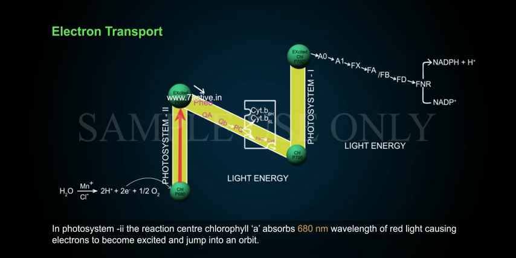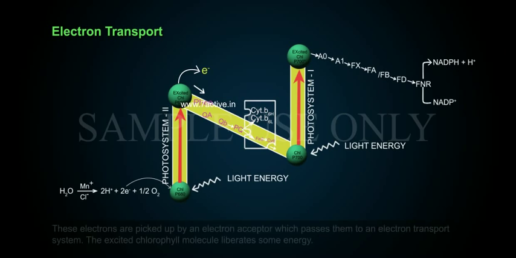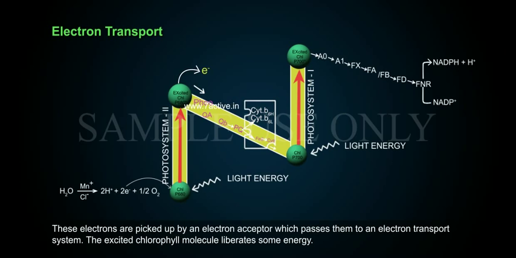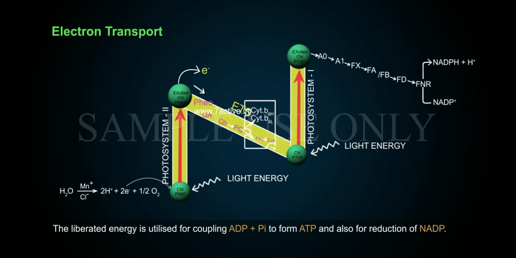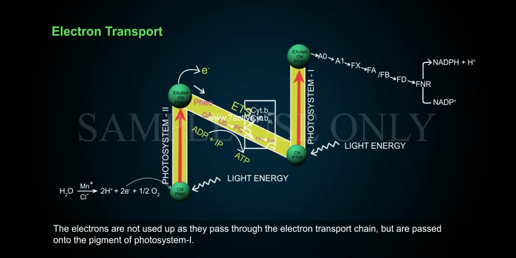In photosystem 2, the reaction center chlorophyll A absorbs 680 nanometer wavelength of red light, causing electrons to become excited and jump into an orbit. These electrons are picked up by an electron acceptor, which passes them to an electron transport system. The excited chlorophyll molecule liberates some energy. The liberated energy is utilized for coupling ADP plus iP to form ATP, and also for reduction of NADP. The electrons are not used up as they pass through the electron transport chain, but are passed on to the pigment of photosystem 1.